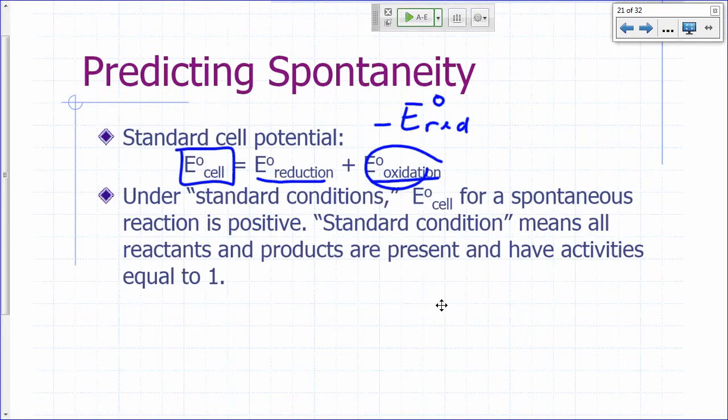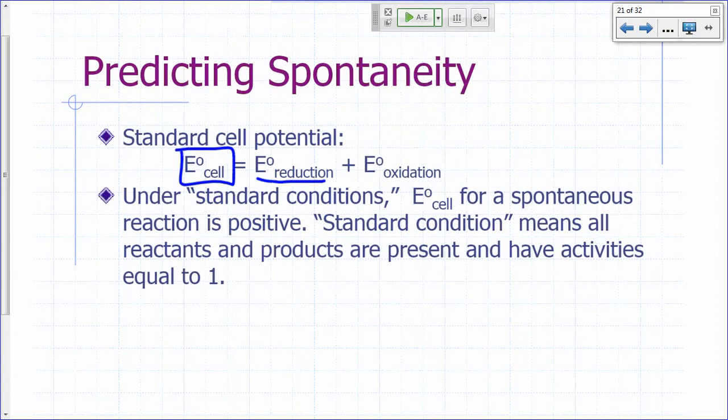Because the numbers that you have to look up would be reduction potentials, okay? So keep in mind that when you say plus here, we're assuming that we're flipping what we look up, okay? If you don't flip what you look up, then you subtract, okay?